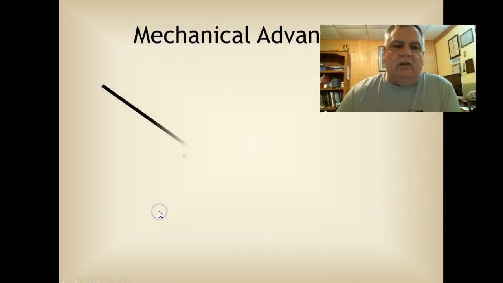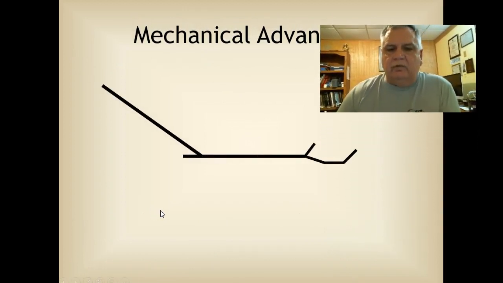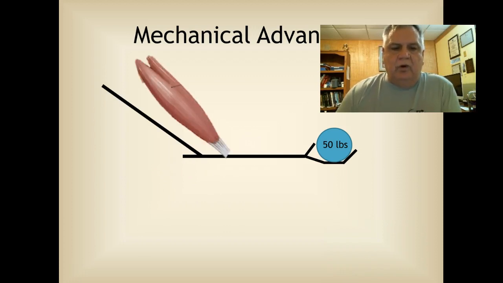All right, let's take a look at how this applies. Let me draw a kind of a stick figure diagram of the upper extremity. And let's place a 50-pound dumbbell in the hand that we're going to try to overcome that resistance. And we're going to attach the bicep muscle, and here's the site of insertion along the forearm of the bicep muscle.